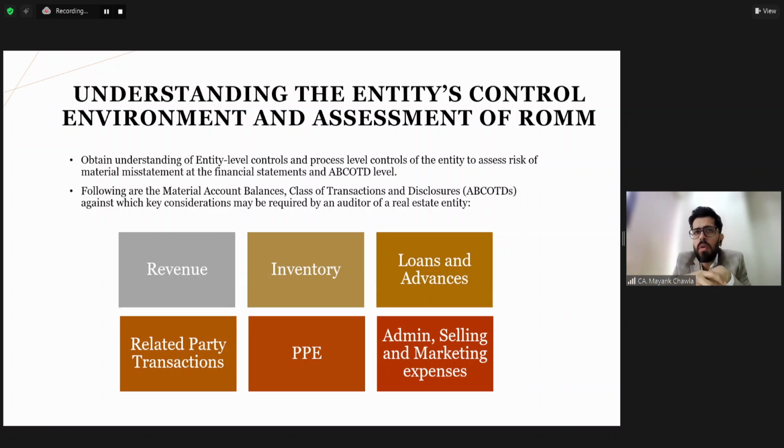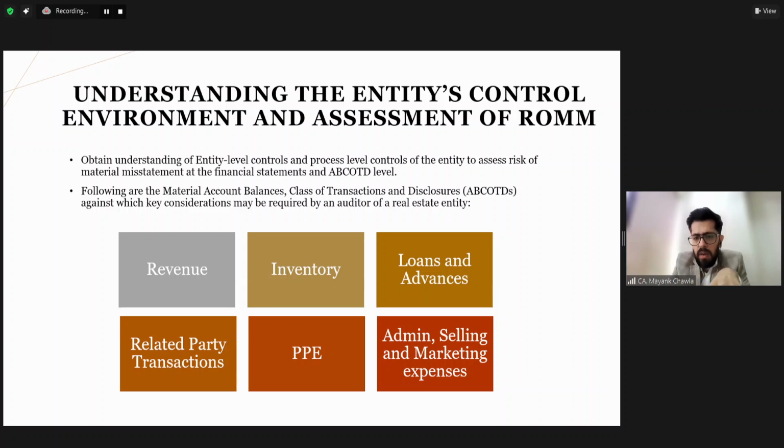As we all know, right now, reporting over internal controls is also mandatory for a certain set of companies, and real estate companies being larger ones, it is generally applicable to them as well. So it is very important for us to consider the controls at the entity level and at the account balance and class of transaction level as well.